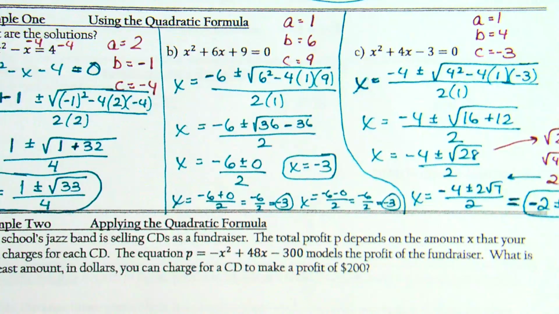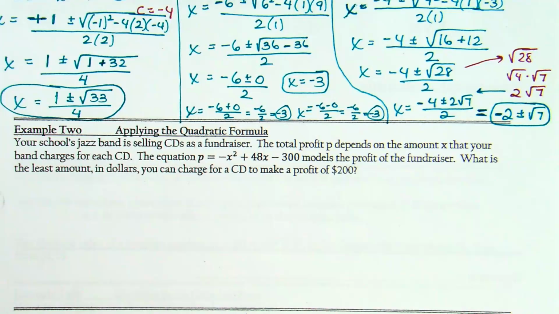Let's look at a word problem. Words and math. Your school's jazz band is selling CDs as a fundraiser. The total profit, P, depends on the amount, X, that your band charges for each CD. The equation, P equals negative X squared plus 48X minus 300, models the profit of the fundraiser. What is the least amount in dollars you can charge for a CD to make a profit of $200?